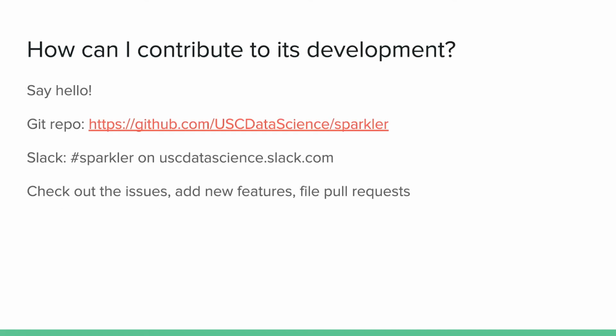If you're an open source developer, if you're interested in contributing to open source, how do you contribute to its development? Swing by, say hello. You can come to the Git repo and say hello there. There's a Sparkler channel on the uscdatascience.slack.com. Check out the issues in the Sparkler repo. You can obviously fix existing issues. You can file new feature requests, submit pull requests for new features. It's a good environment to work in.